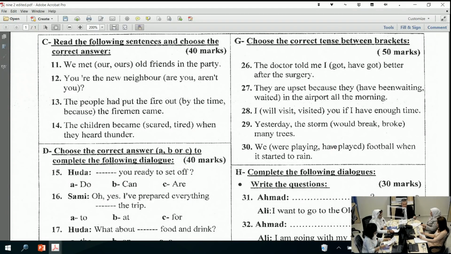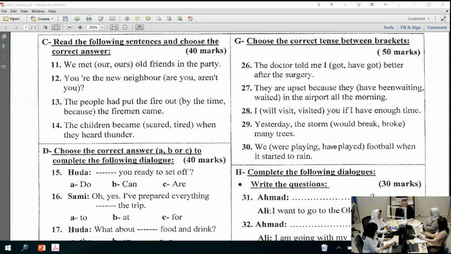Now 26. The doctor told me. Told me. Is it past or present? Told me, so it is past. So I got or I've got better after the surgery. So here we are going to choose the past tense. The doctor told me I got, because told me is past and have got is present perfect. And this is reported speech. Thank you.